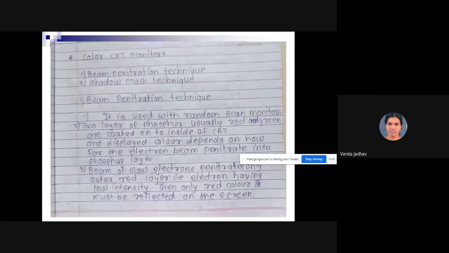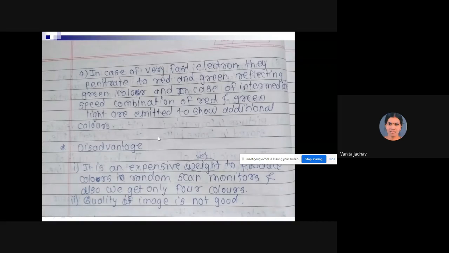A beam of slow electrons, that is, electrons having low intensity, penetrates only the outer red layer. Then only red color is reflected. In the same fashion, with a beam of higher intensity only green color will be displayed. Or if both come together, a combination of colors will be displayed. So this is the beam penetration technique, which is small.